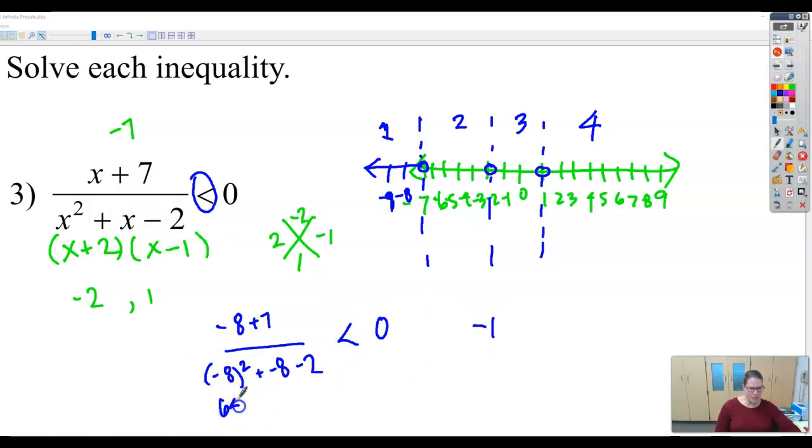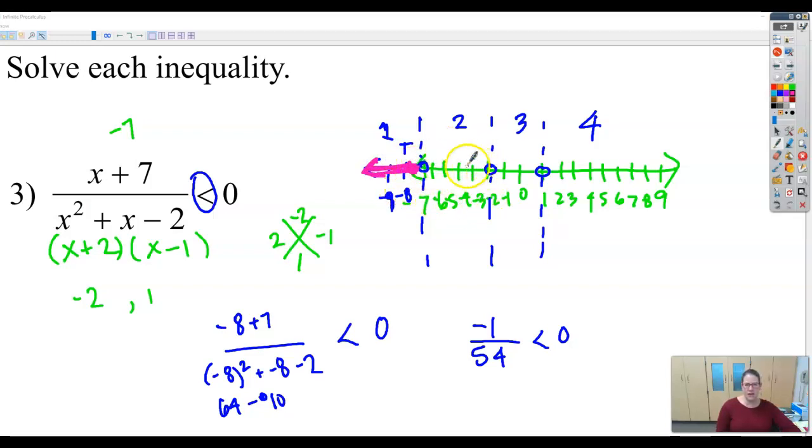This would be 64 minus 8, or actually just minus 10, because minus 8 and then minus 2 more. So that'd be 54. So negative 1 over 54 is less than 0 because it's a negative number. So this is true. Because it's true, I want to shade this part of my number line, from negative 7 over.